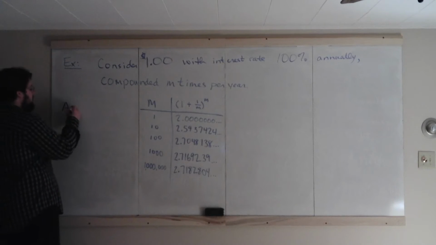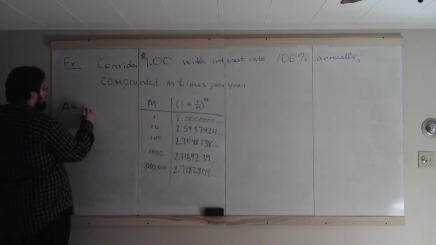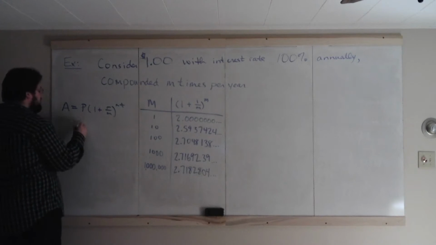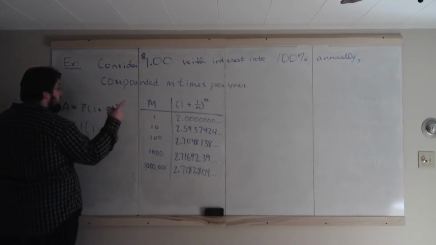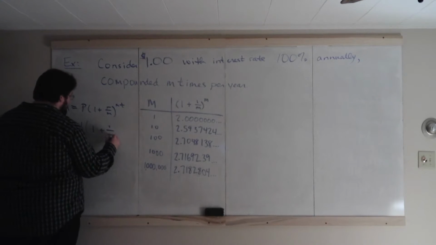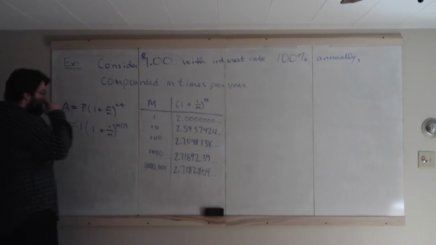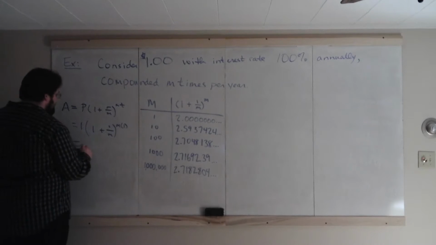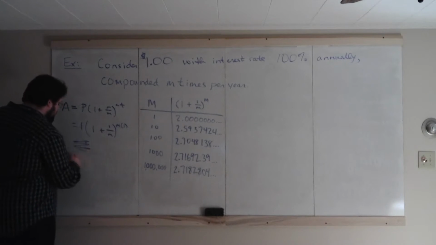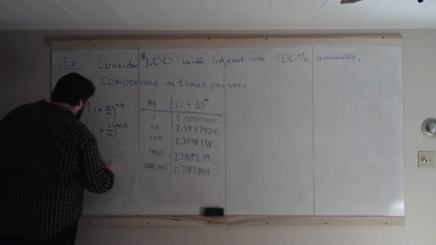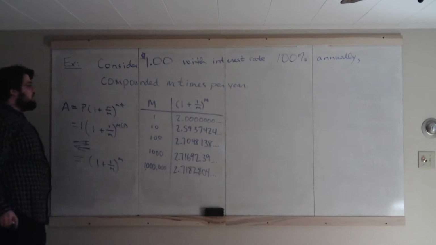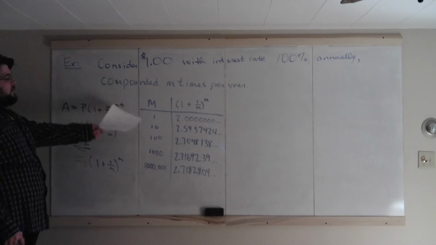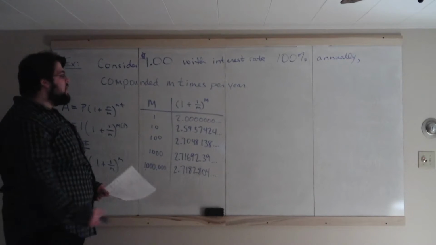And why is that the amount in the account after 1 year? Well, it's p times 1 plus r over m to the mt. So here p is 1 times 1 plus the rate is 100%, which is 1 over m to the m times 1. A lot of 1s. So basically just set it up so all of these numbers are 1s, except m. Equals just 1 plus 1 over m to the m. So this right side of this chart is going to give us the amount after 1 year given this number of times that it's compounded in a year.